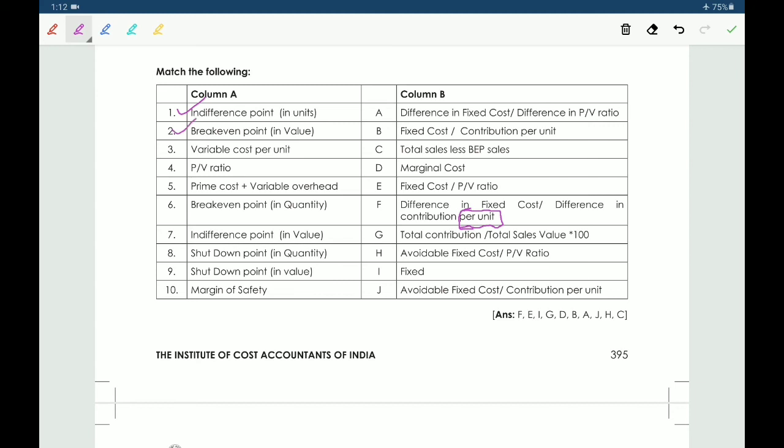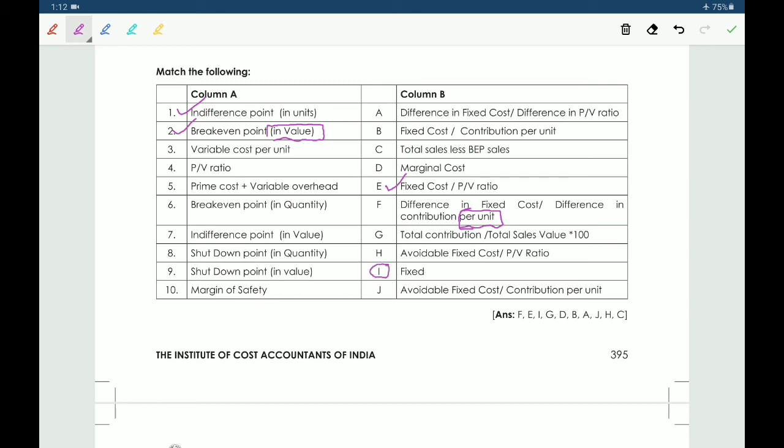Next, second one, break-even point in value. So what is the formula for break-even point in value? Fixed cost by PV ratio. In value we take PV ratio. So this is the fixed cost by PV ratio. Next, third one, variable cost per unit. So variable cost per unit is fixed. So where is the answer? Fixed. Okay, this is the answer, fixed.